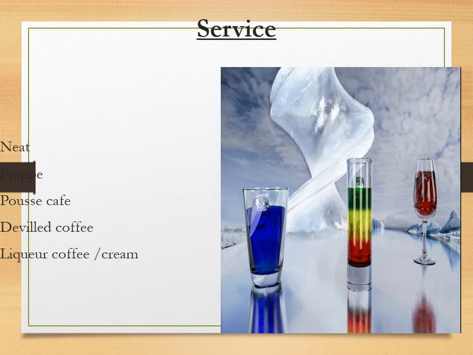A pousse cafe style of service is where liqueurs are layered. The liqueurs float on each other due to the density. The heavier the density of the liqueur, the closer it will be to the base. When it is a frappe, it means liqueur poured over crushed ice. When it is a devil coffee and liqueur, it's a spiced coffee wherein a shot of liqueur is poured.